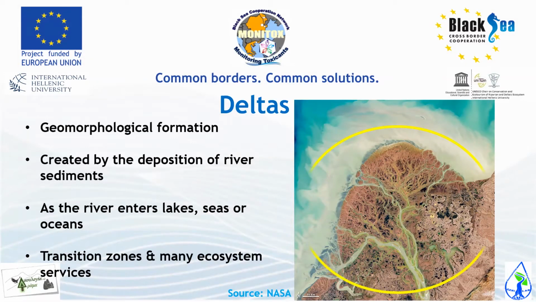Deltas are geomorphologic formations. You can see them here in this picture in the yellow circle. They are formed as a river or stream enters a slower water moving body, like a lake, sea, and ocean. So this is an extension of land that is created by the sediment that is deposited. It's also very unique. It's also considered a transition zone, offers many ecosystem services, and the vegetation in many cases is riparian.